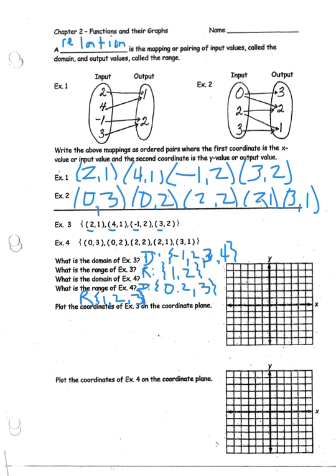Plot the coordinates of example 3 on the coordinate plane. So we want to plot the first point (2, 1), (4, 1), (-1, 2), and (3, 2). Plot the coordinates of example 4. So we have (0, 3), (0, 2), (2, 2), (2, 1), and (3, 1).